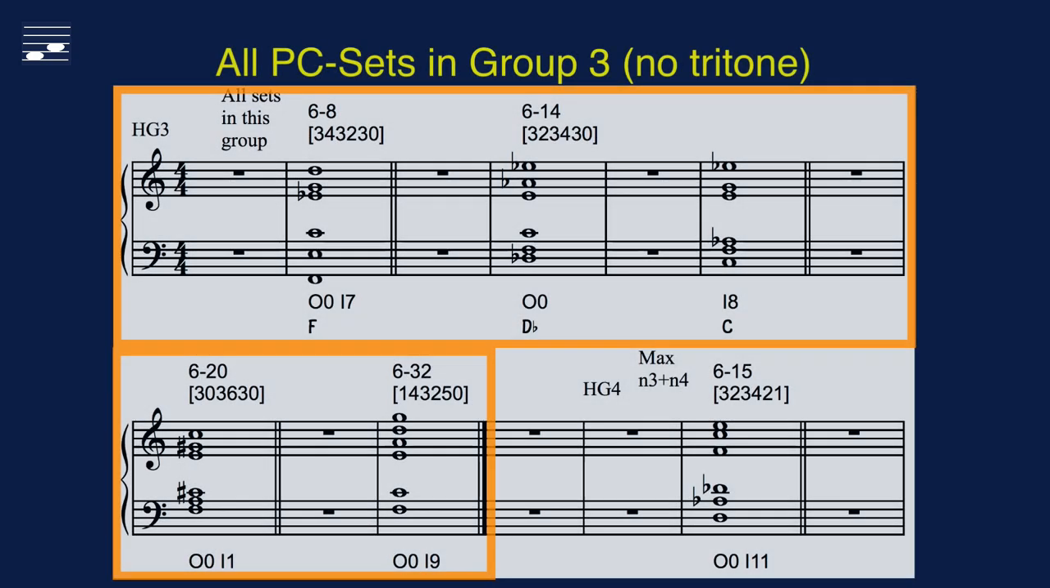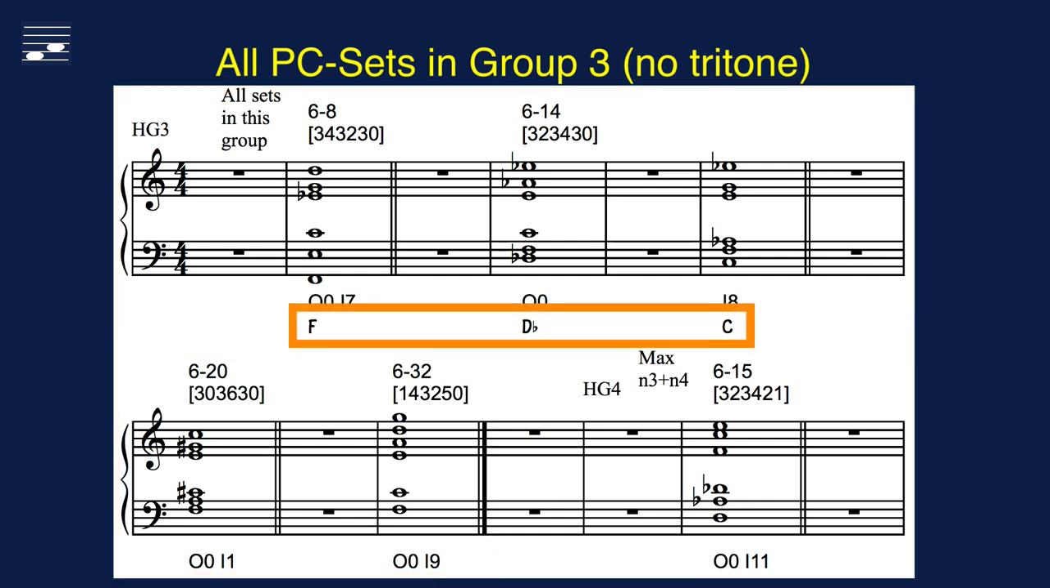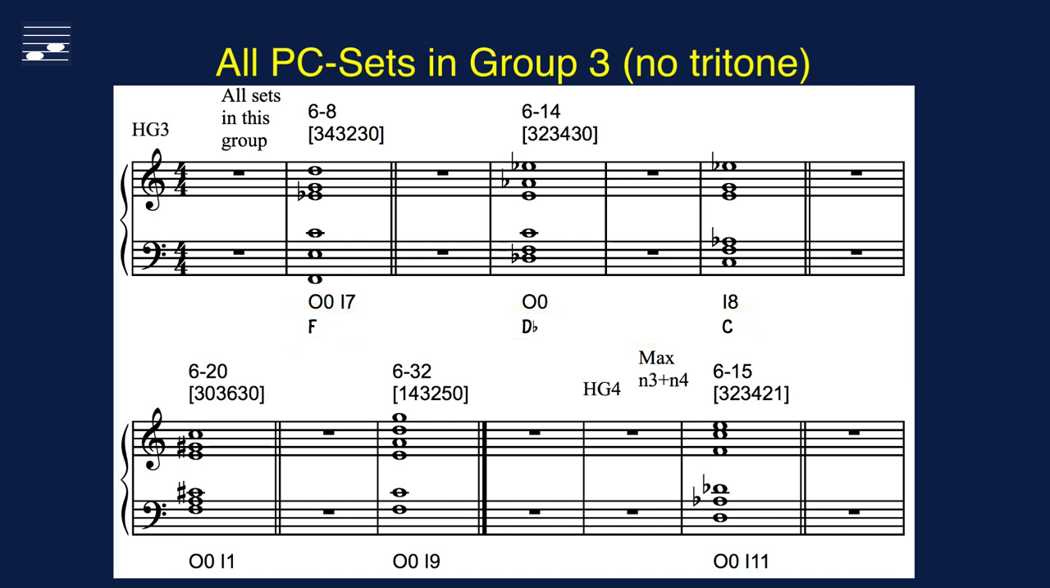Next, I present all 4 6-element pitch class sets in group 3. Below the staff, now you will also find the Hindemith chord root, as determined by the root of the lowest perfect fifth in the structure. I deliberately show voicings where the root is equal to the bass part.